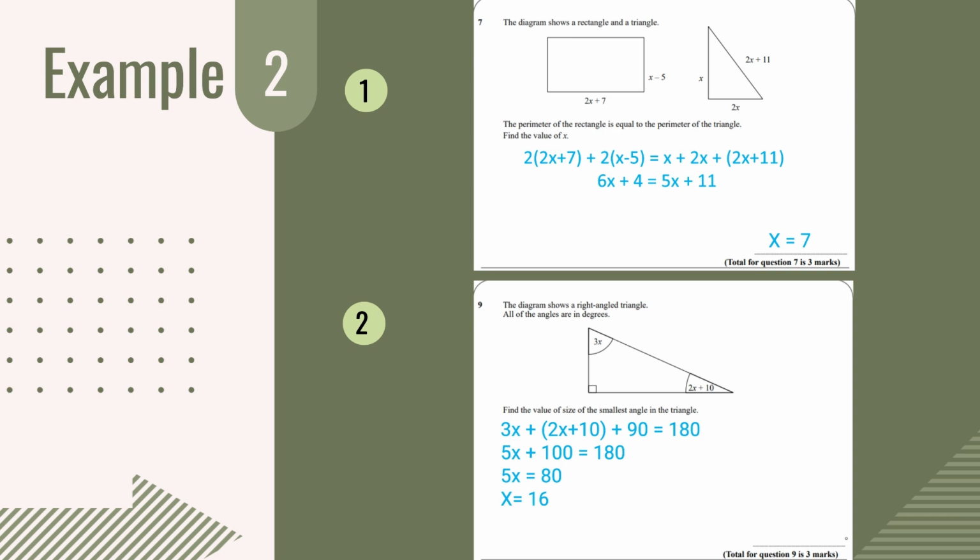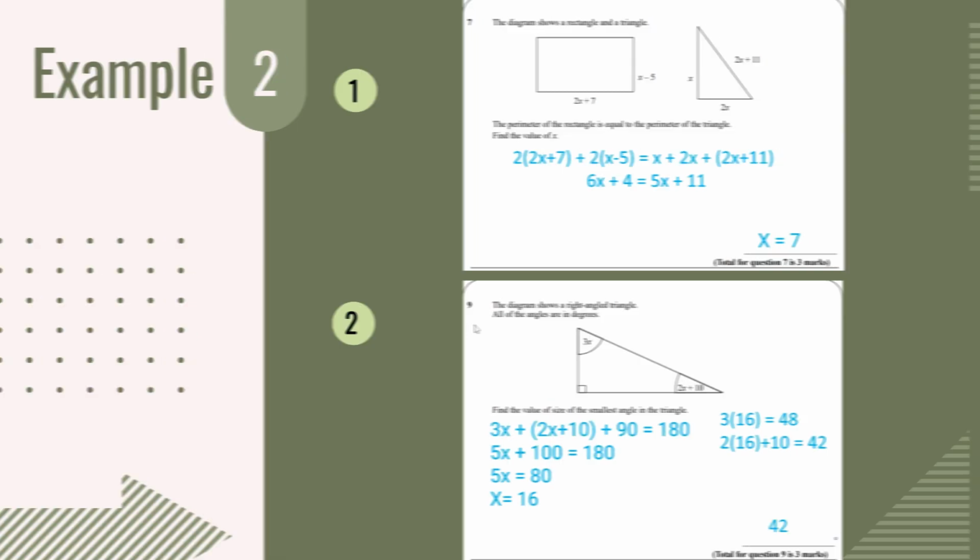The question asks us to find the smallest angle in the triangle. As we know, it can't be 90 as that is the largest angle, so we have to figure out if 3x or 2x + 10 is our smallest angle. So, we simply sub 16 into x: 3 times 16 equals 48, but 2 times 16 plus 10 equals 42. So, the size of our smallest angle is 42 degrees.